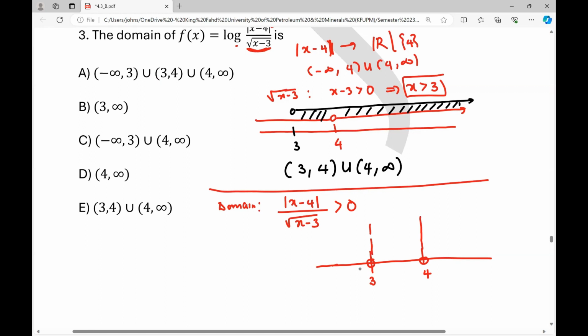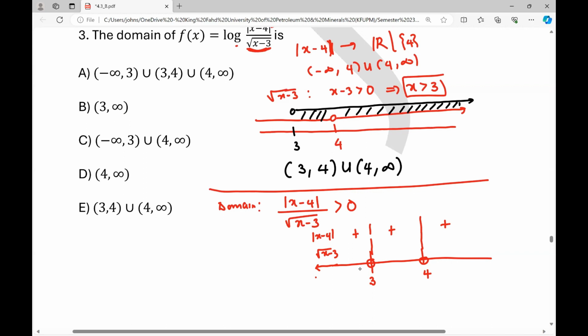So here we have |x − 4| and here is √(x − 3). So we are doing tests. If you want to test, you take any number from minus infinity to 3. Absolute value is always defined, so it's not a problem. This is defined, this is defined, this is plus. But you cannot take any number from where? From minus infinity to 3.